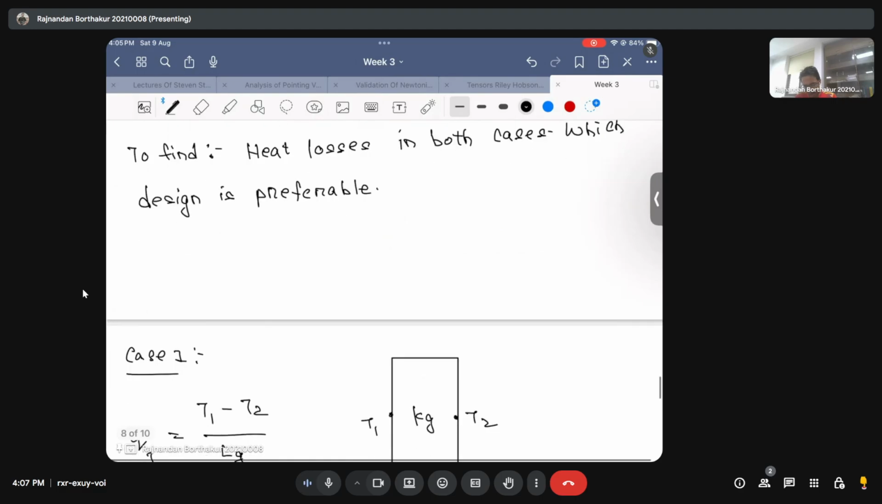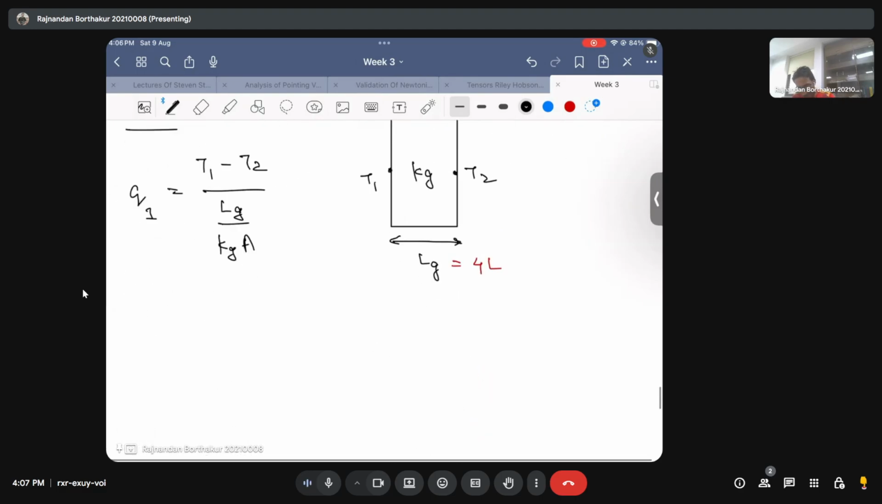So in that context, your Q1 is just going to be T1 minus T2 divided by Lg, which is 4L by Kg times A. Let's call it equation 1, because we are simply going to compare the ratios of Q1 and Q2, and we will then analyze in which case the rate of heat transfer is higher.